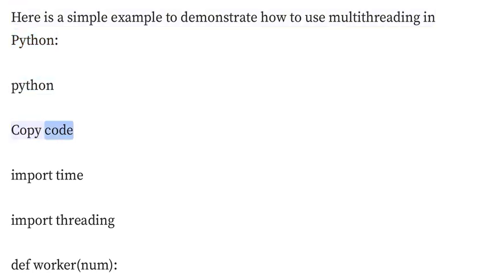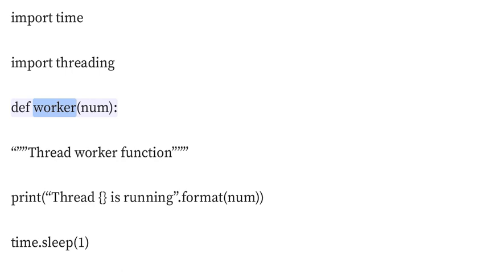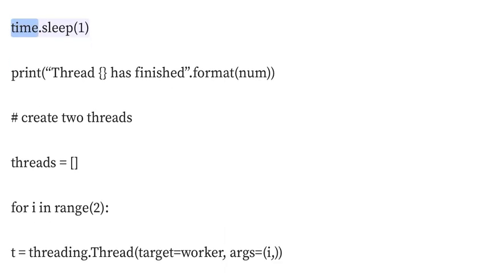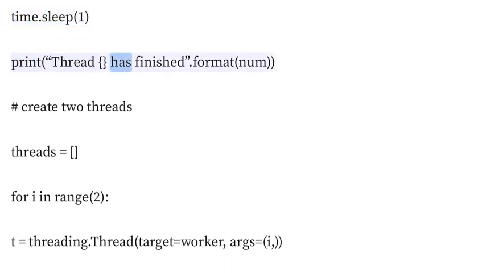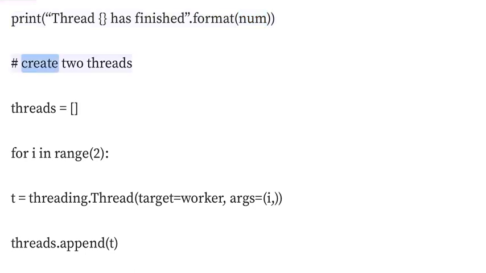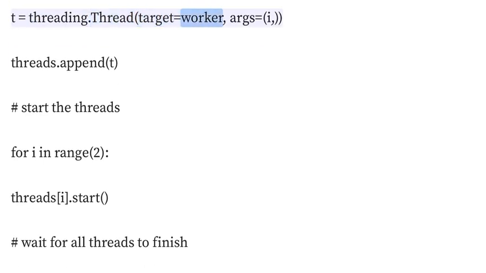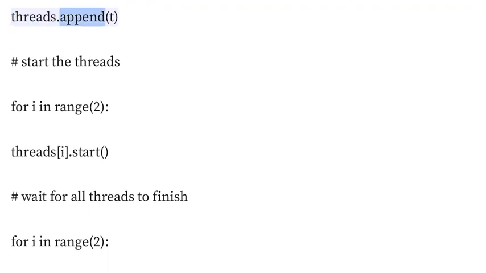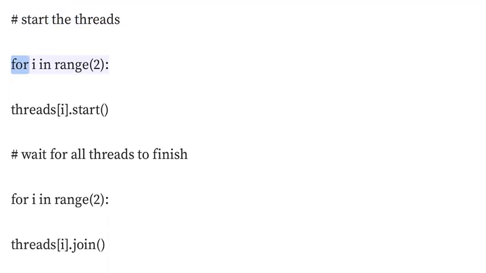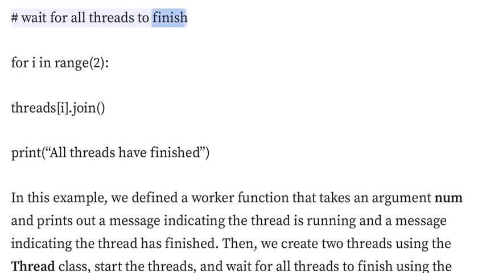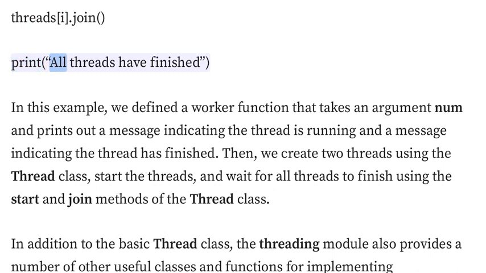Python, copy code. import time, import threading. def worker(num): # thread worker function. print('Thread {} is running'.format(num)). time.sleep(1). print('Thread {} has finished'.format(num)). # create two threads. threads = []. for i in range(2): t = threading.Thread(target=worker, args=(i,)). threads.append(t). # start the threads. for i in range(2): threads[i].start(). # wait for all threads to finish. for i in range(2): threads[i].join(). print('All threads have finished').